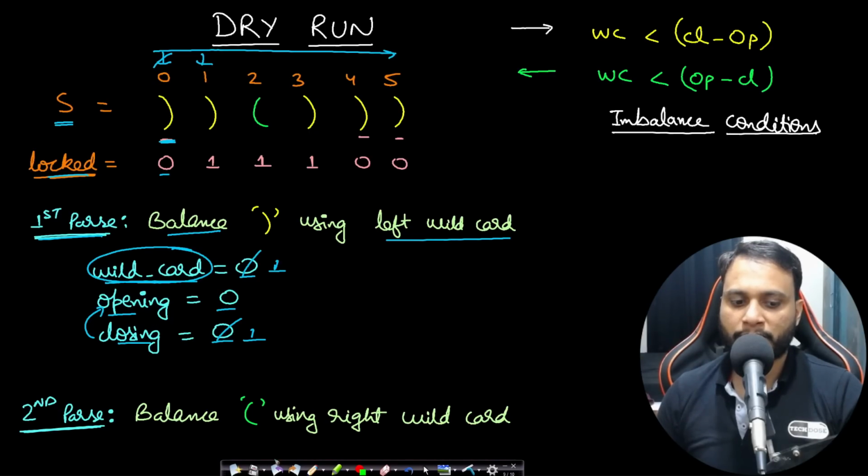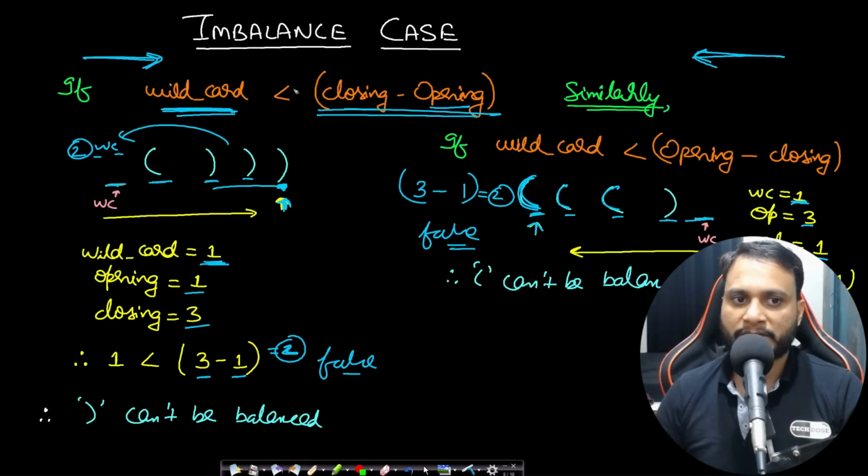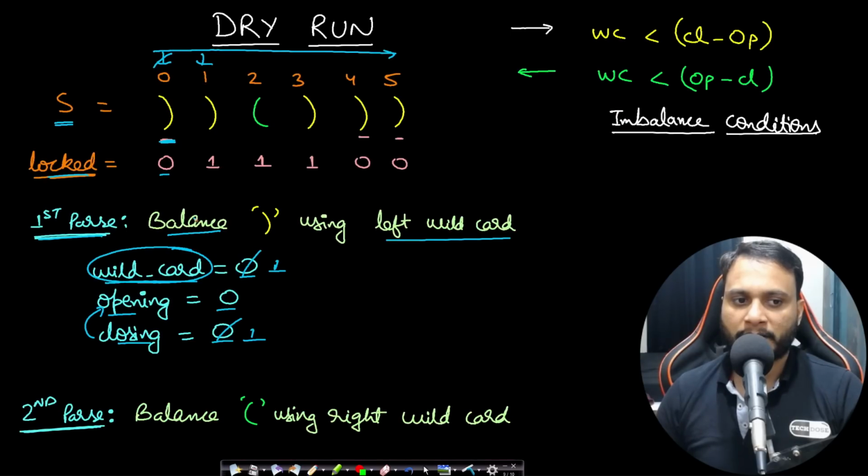When you move from left to right, the number of wildcards must never be less than closing minus opening. Otherwise there will be fewer opening brackets on the left side. So yes, that is not happening here.